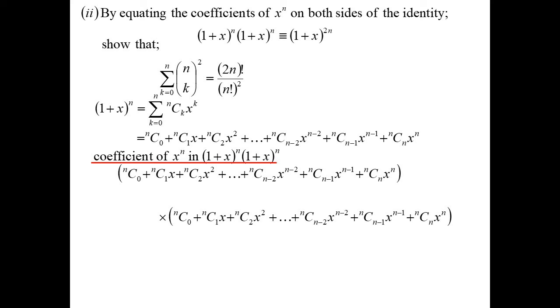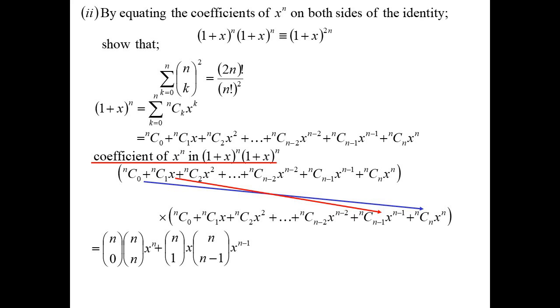So if I start with nC0, I would have to multiply it with the very last term in the other one, nCn, and that would end up with x to the power of n. If I go to the second term, nC1, that would have to be multiplied by the term with x to the power of n minus 1, because that would create x to the power of n. And we could keep matching all these pairs.